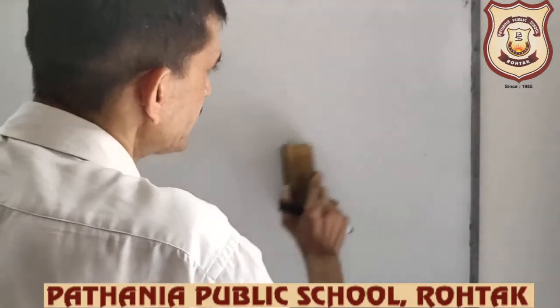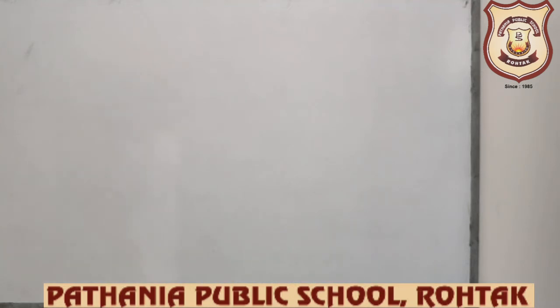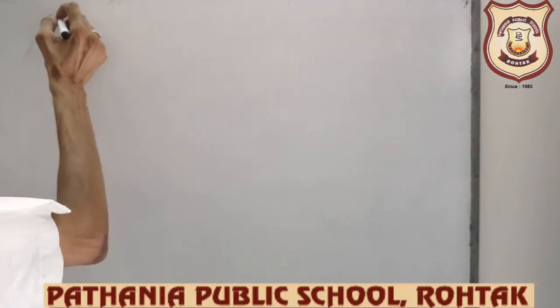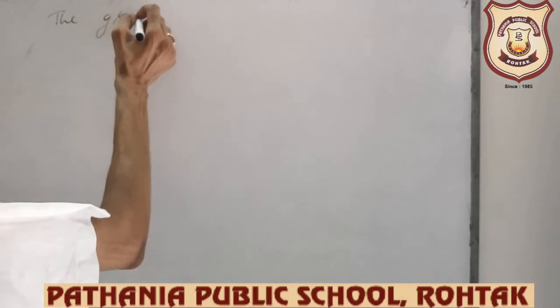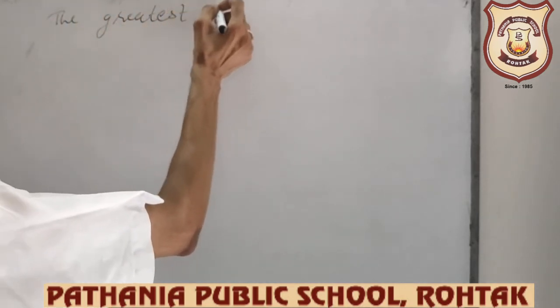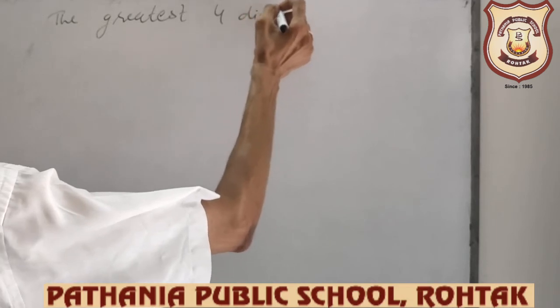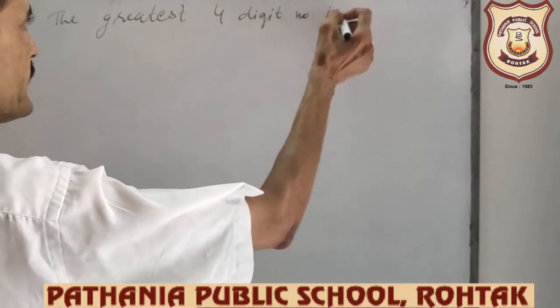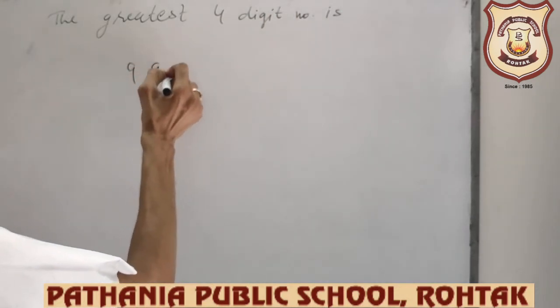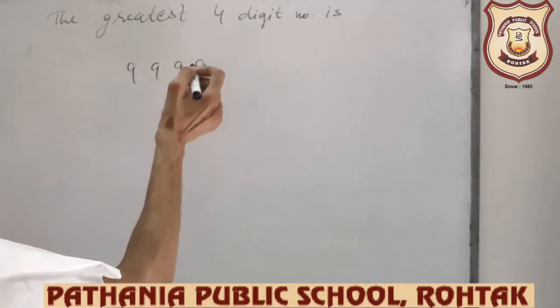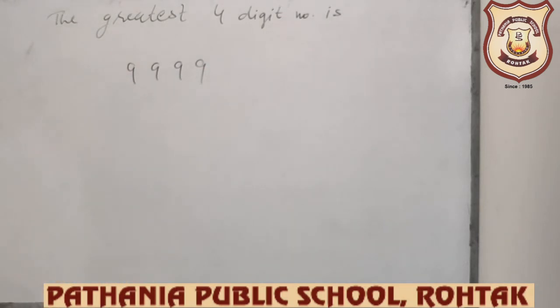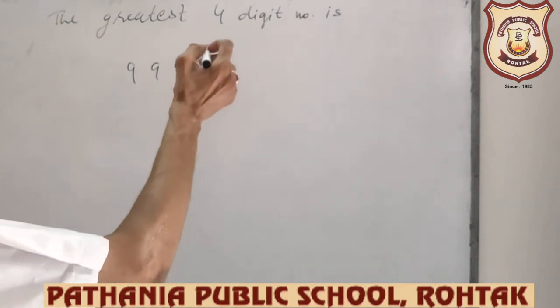9999, this is the greatest 4-digit number. But what I have to tell is the greatest 4-digit perfect square, so again use the same method.